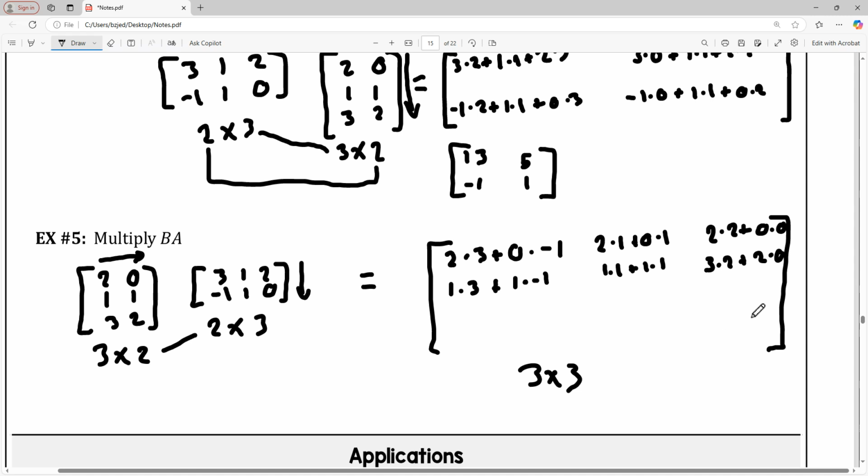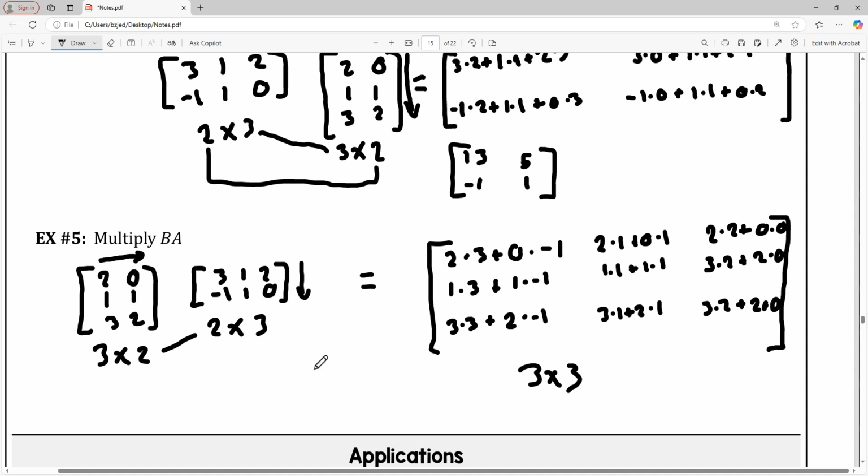And now I'm moving on to the third row. So I'm going to go third row, first column. So my third row is 3, 2. My first column is 3, negative 1. This is going to be 3 times 3 plus 2 times negative 1. Next one is going to be my third row, second column. So that's going to be 3 times 1 plus 2 times 1. And last but not least, I'm going to go to the third row in the third column. That's going to be 3 times 2 plus 2 times 0. And so this is all the arithmetic we have for this.